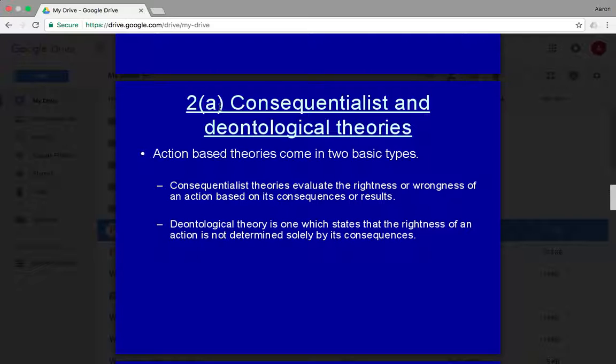Okay, so action-based theories come in two basic types. There are consequentialist theories, which evaluate the rightness or wrongness of an action based on its consequences or results. For example, a certain type of consequentialist would not think that it is always wrong to lie. Each lie must be evaluated in regards to the consequences it would produce.